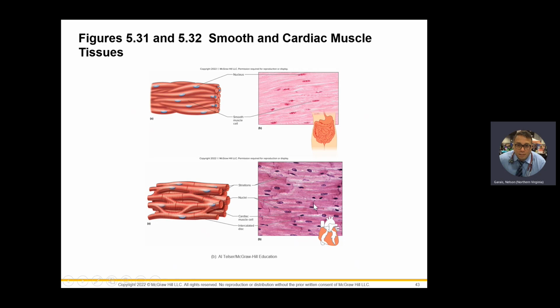You have the intercalated discs here, and those are the ones that store calcium, because my heart forms a syncytium, meaning to say it can beat on its own. It can contract on its own, and I don't have any control over it.